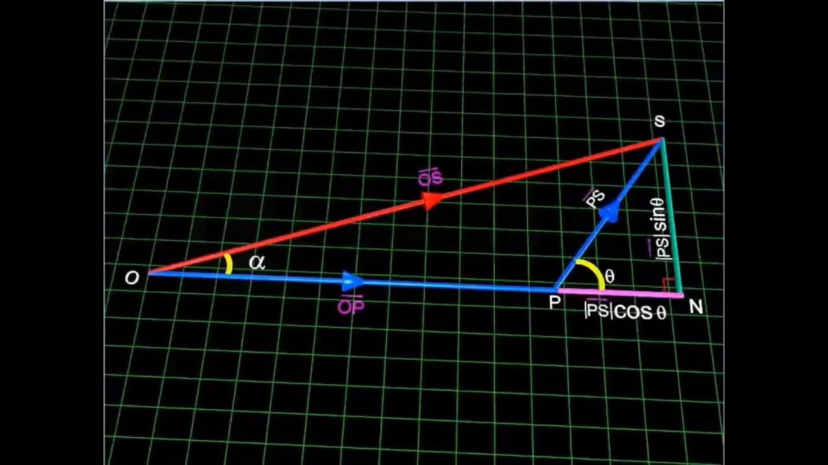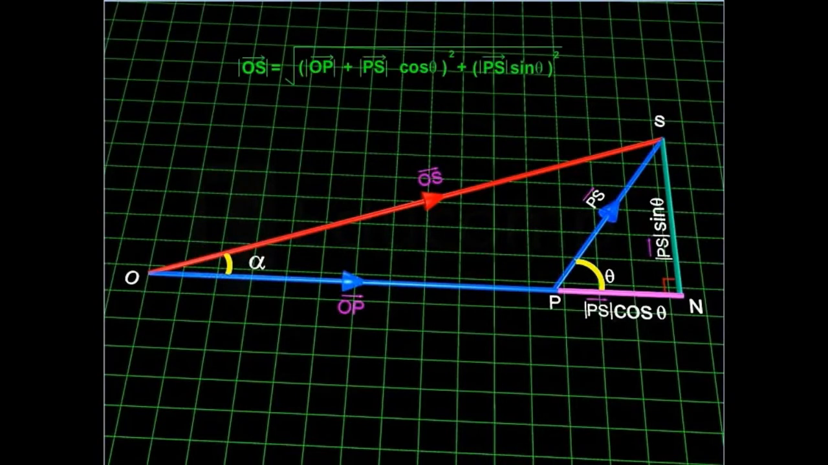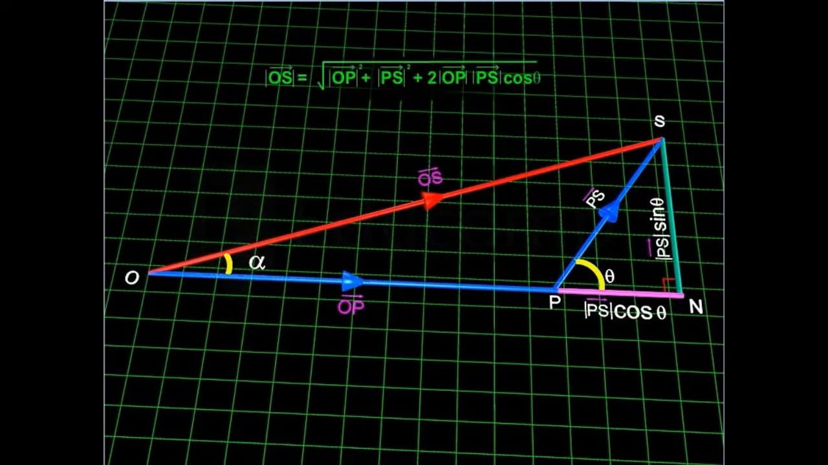Now consider the triangle ONS. The magnitude of the resultant is calculated by taking the square root of the sum of squares of ON and NS, which are OP plus PS cos theta and PS sin theta, respectively. Further, by using the trigonometric identity sin squared theta plus cos squared theta is equal to 1, and then simplifying the above result, you get the magnitude of the resultant vector as the square root of OP squared plus PS squared plus 2 OP PS cos theta.